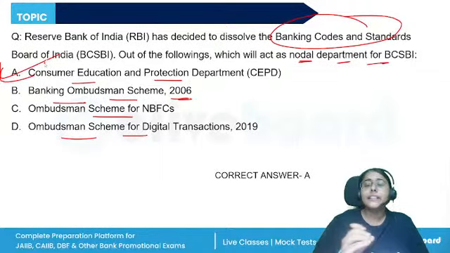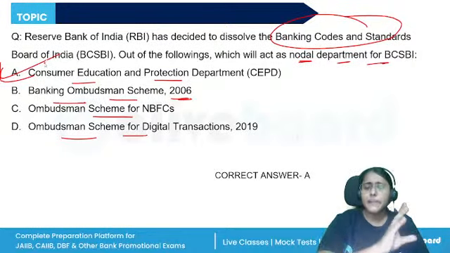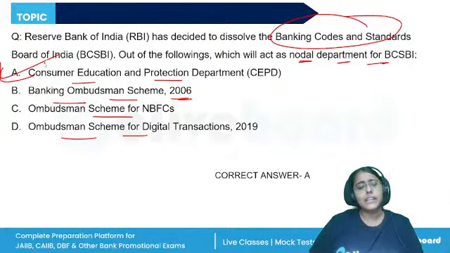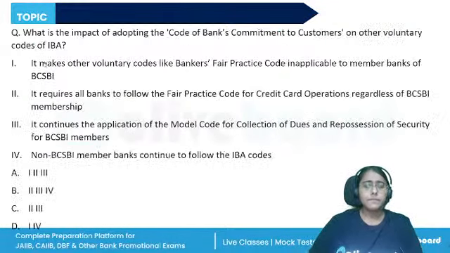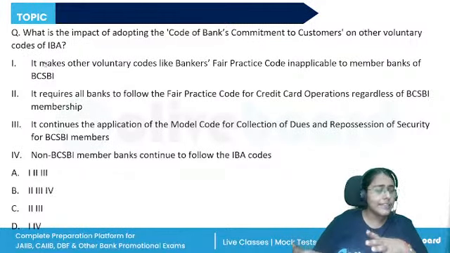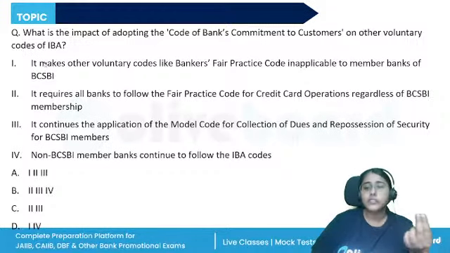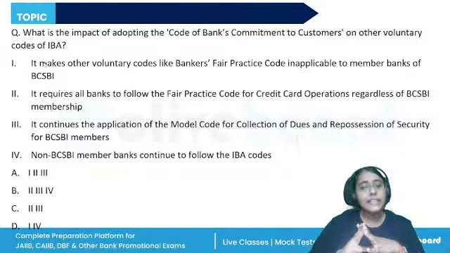So administering the banking ombudsman scheme and acting as the nodal department of the erstwhile BCSBI, that is the role of CEPD. Now there were previously three ombudsman schemes, they now have been merged, right? Earlier we had the banking ombudsman scheme 2006, ombudsman scheme for NBFCs 2018, and the ombudsman scheme for digital transaction 2019. They have been now integrated into the RBI integrated ombudsman scheme of 2021.